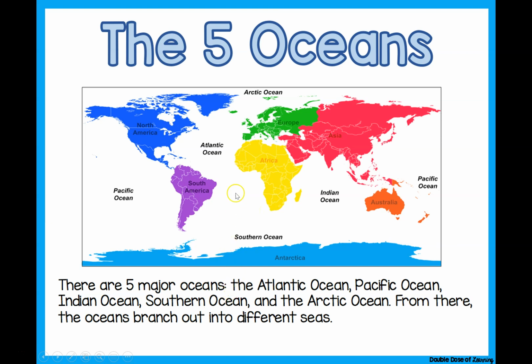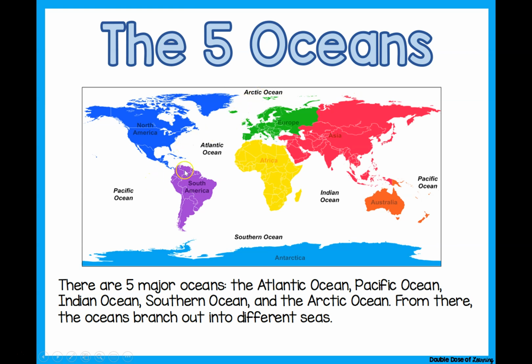We have the Atlantic Ocean, which is on the east coast of the United States. The Pacific Ocean, which is on our west coast and crosses all the way across the globe over to the east coast of Asia. Then we have the Indian Ocean, conveniently placed right below India. The Southern Ocean, which is around the South Pole or around Antarctica. And then the Arctic Ocean, which is at the North Pole.